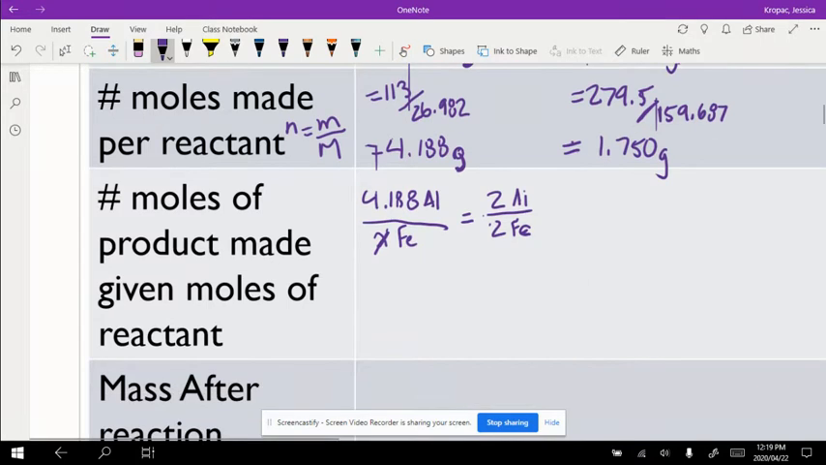Now I'm going to cross multiply. So X Fe. And remember, cross multiplying means I'm multiplying by whatever is across from it. So I'm going to multiply that X Fe by 2 Al. That's going to be equal to 4.188 Al, and I'm going to multiply that by 2 Fe. Now I want to get this X by itself. To get this X by itself, I need to take 2 Al and divide. That's going to look like this.